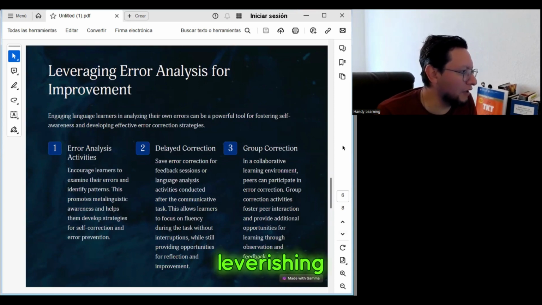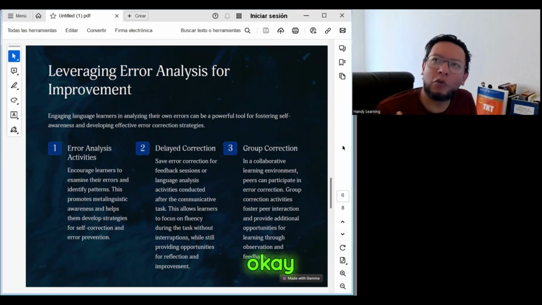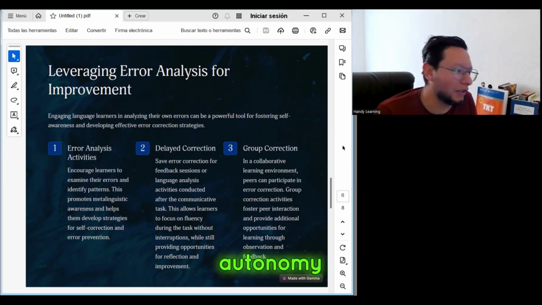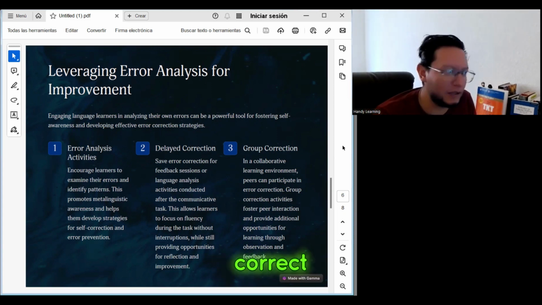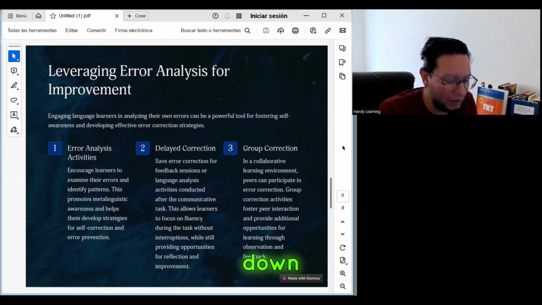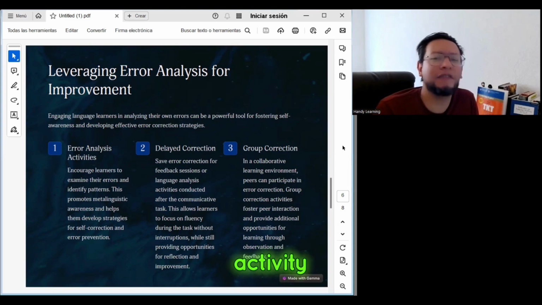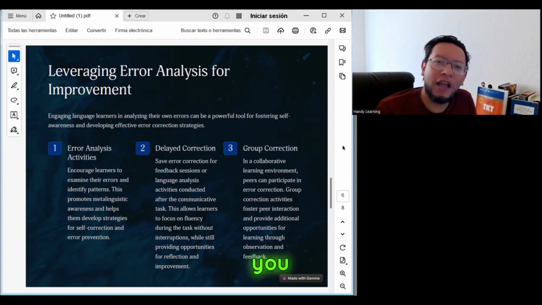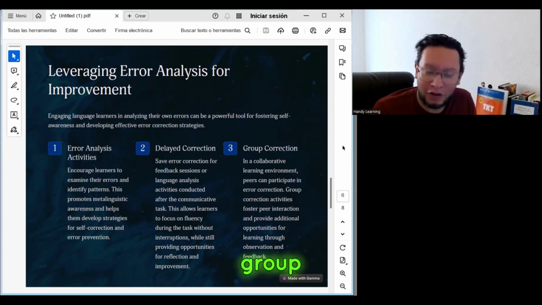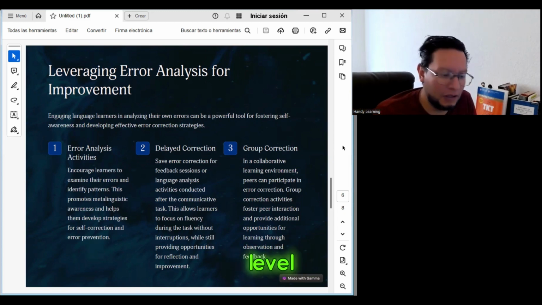Okay. Now it says leveraging error analysis for improvement. We should, or we could, have some classes that talk about error analysis, activities, or maybe the whole class is going to be about checking mistakes. Error analysis will foster learners' autonomy. They will understand how their mistakes have happened so they can correct themselves. Delayed correction is when you write down the mistakes they made, so you later will approach it in another session, or in another activity. You will explain that, okay? Group correction. You can have an activity of error correction, so you on purpose write sentences that are incorrect, and in groups, collaboratively, they correct the mistakes. That is one of the best activities for students to improve and increase their level of knowledge in the language.